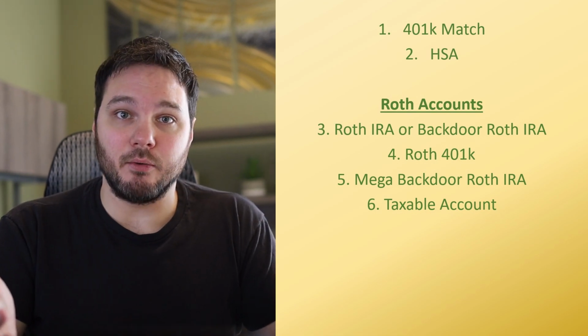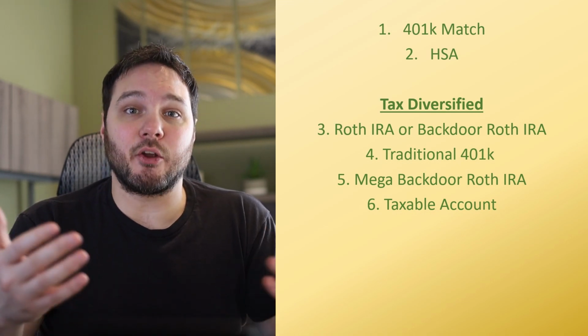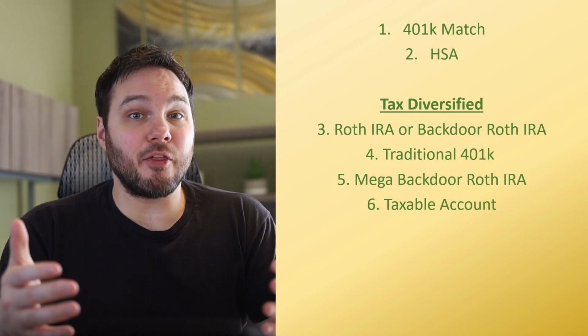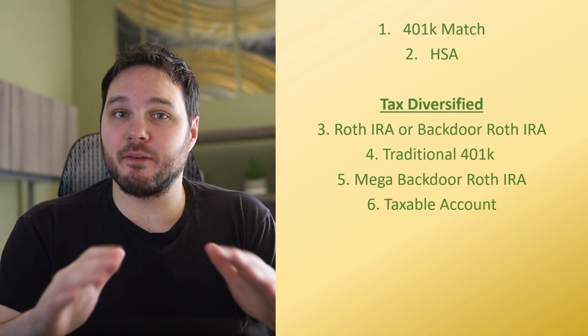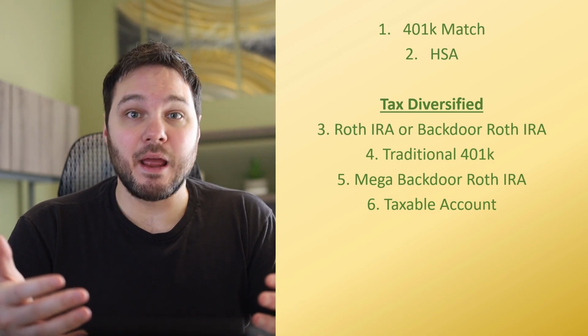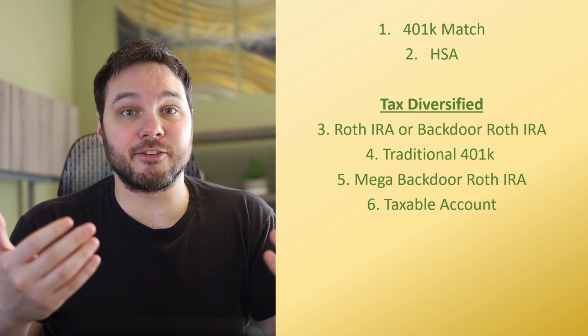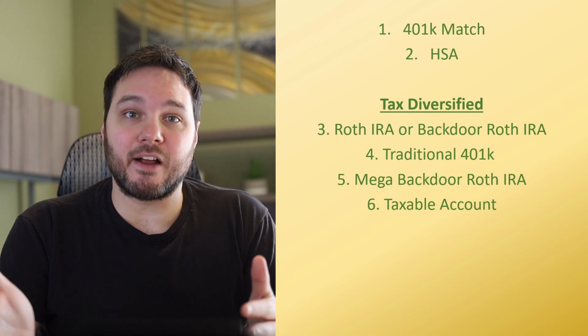Then your taxable account. For those uncertain about their tax future and who are therefore indifferent about traditional versus Roth, which I think should be most people, here's what I recommend. After 401k match and HSA, next, max out your Roth IRA. This is because your Roth IRA is liquid, allowing you to withdraw contributions at any time for any reason penalty-free. Then your traditional 401k over your Roth 401k because you have more control over when you'll be taxed in the future. Then your mega backdoor Roth IRA, and then your taxable account.